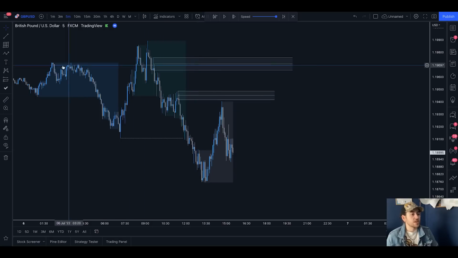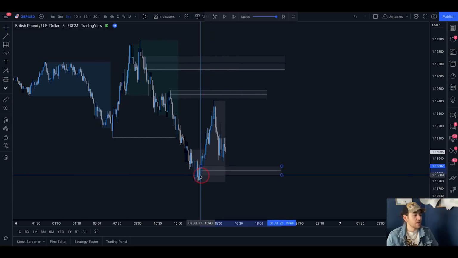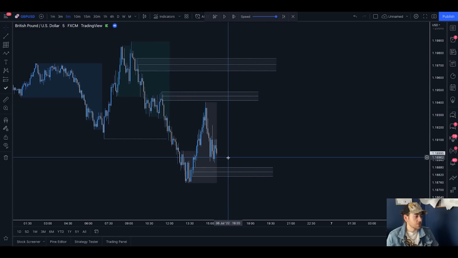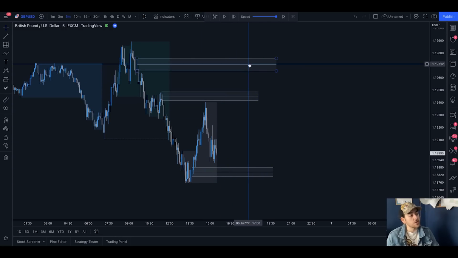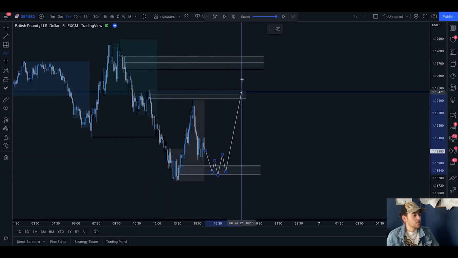So basically what I decided to do was mark up this demand here. And then I wanted to see if we tap into this zone and start to form a bullish reversal, could we actually find a trade up towards the highs? So to take it from here, through these areas, and towards this one just here. So something like this is exactly what I wanted to see.